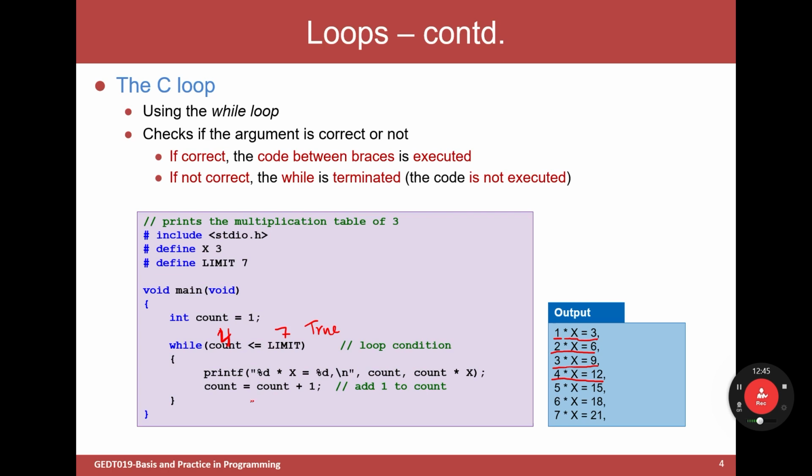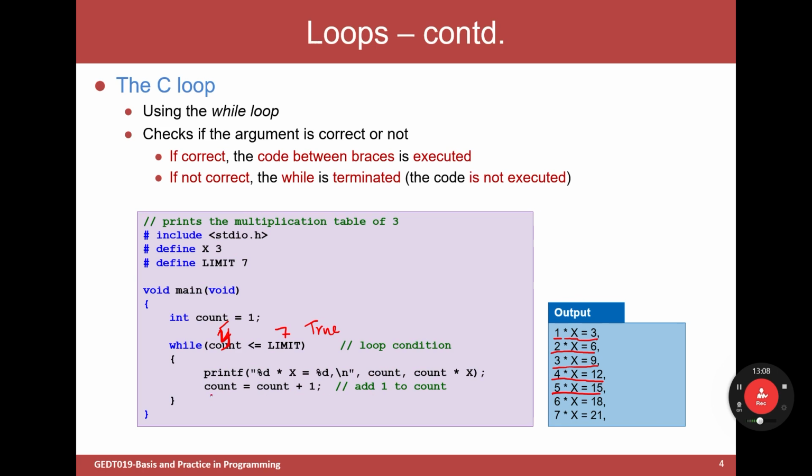Okay, and then let's continue. Count will become now what? 5. So 5 is less than 7? Yes, 5 is still less than 7. So in this case, it will be 5 times x equal 15, which is this one. It will print this one.